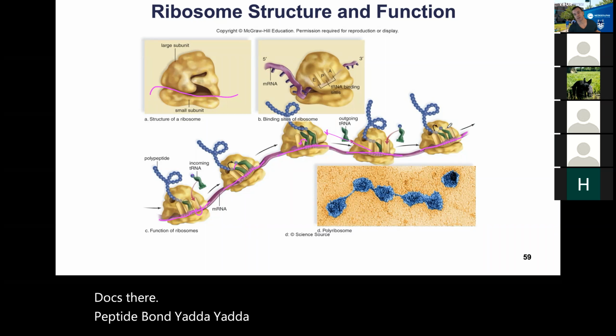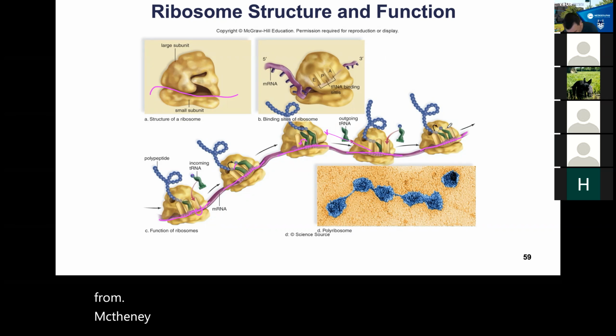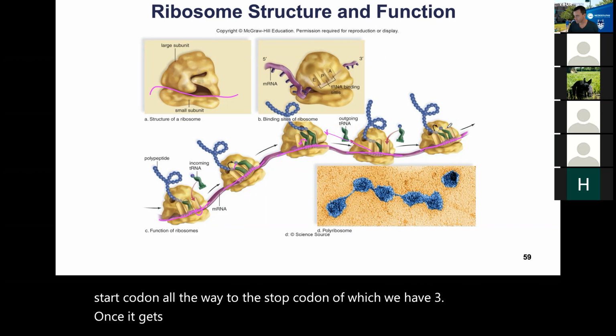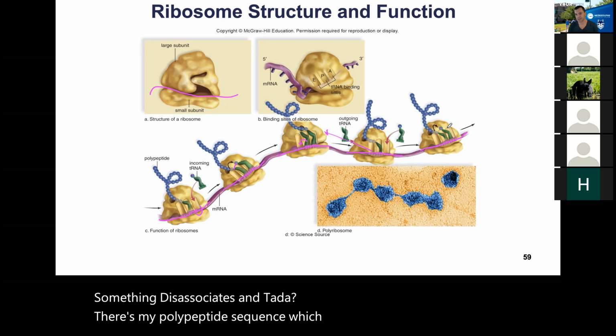This continues until we've gone down from methionine, the start codon, all the way to the stop codon, of which we have 3. Once it gets to the stop codon, this whole thing disassociates, and there's my polypeptide sequence, which is to say this is my protein.